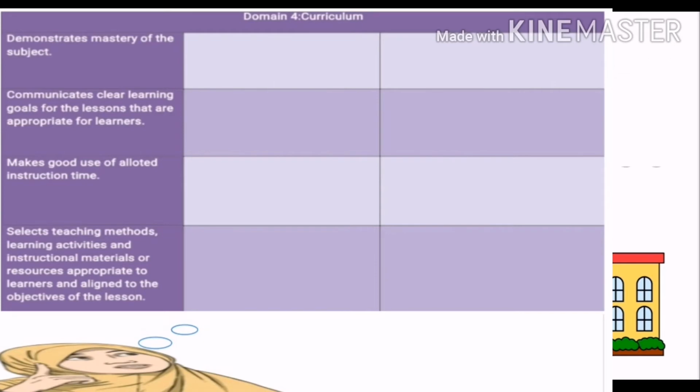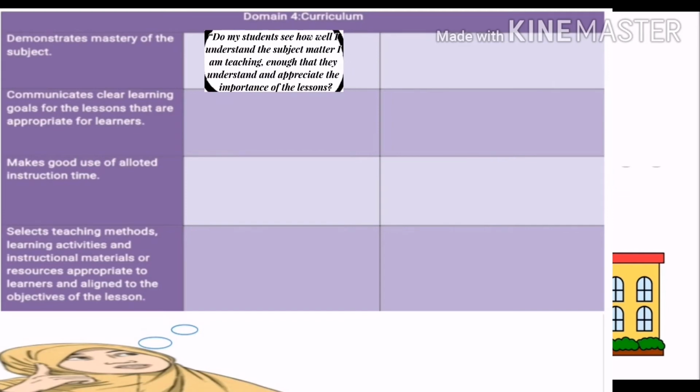Sa pag-assist ng sarili, hindi talaga mawawala yung pagtatanong sa sarili. So, ito yung dapat mong itanong sa sarili mo. Do my students see how well I understand the subject matter I am teaching? Enough that they understand and appreciate the importance of the lesson? Ipakita natin sa ating mga estudyante kung gaano tayo kahusay or nagsisikap na maunawaan nila yung ating tinuturo sa kanila, and make sure na yung tinuturo natin ay naiintindihan nila ng maayos.